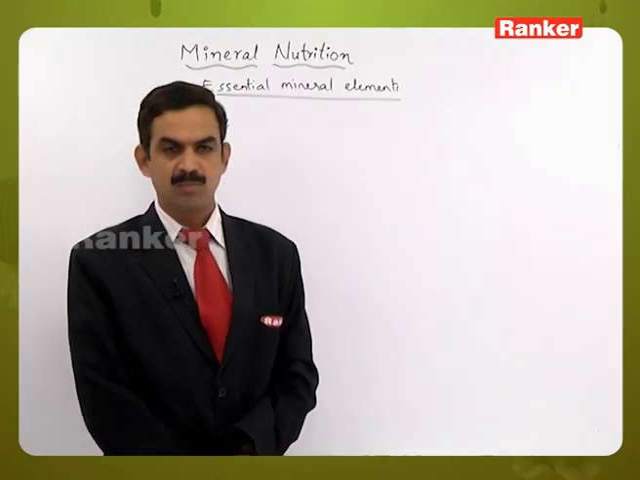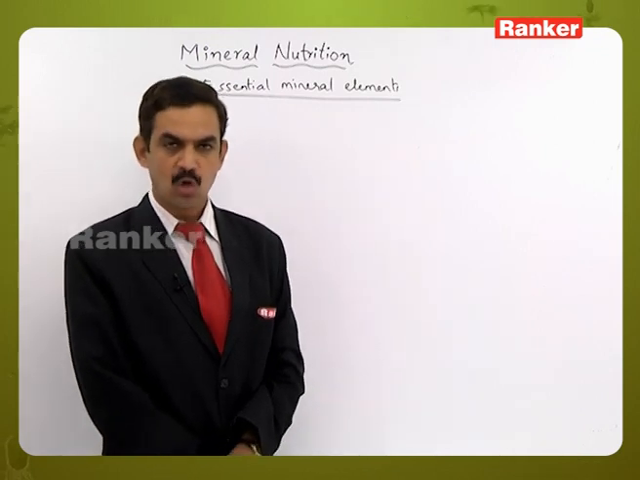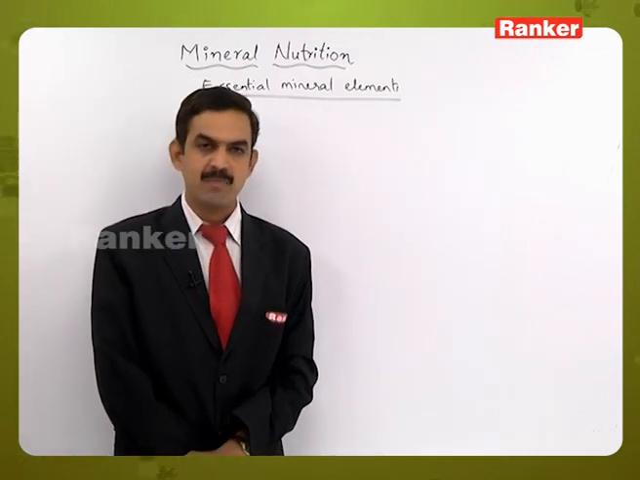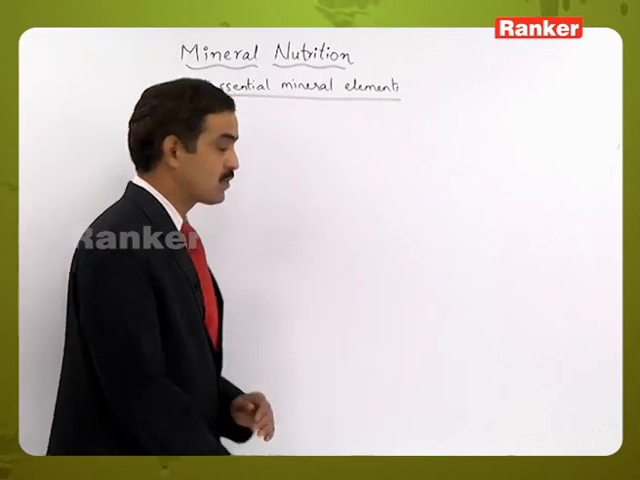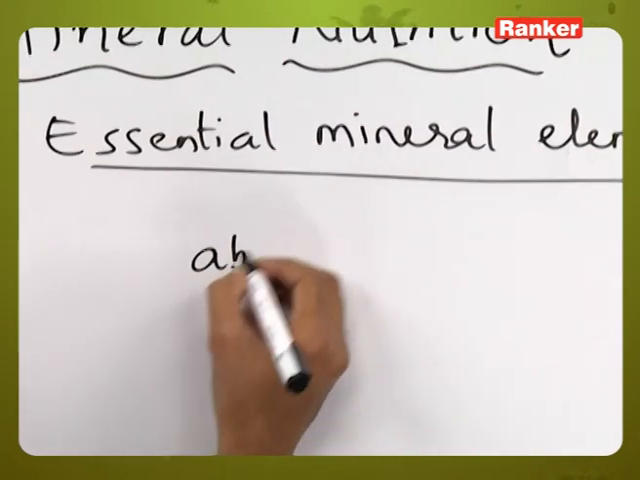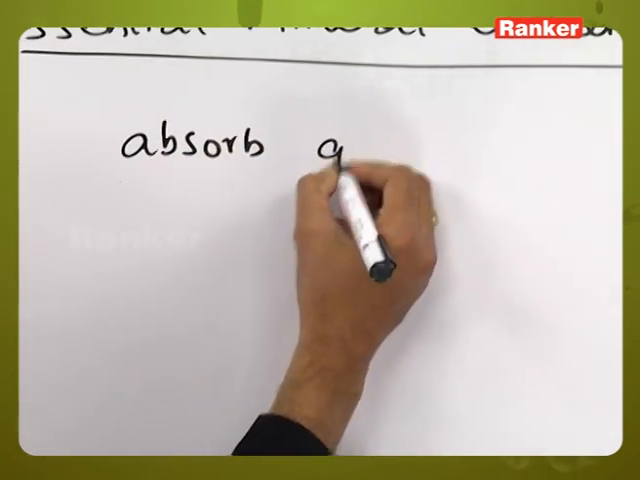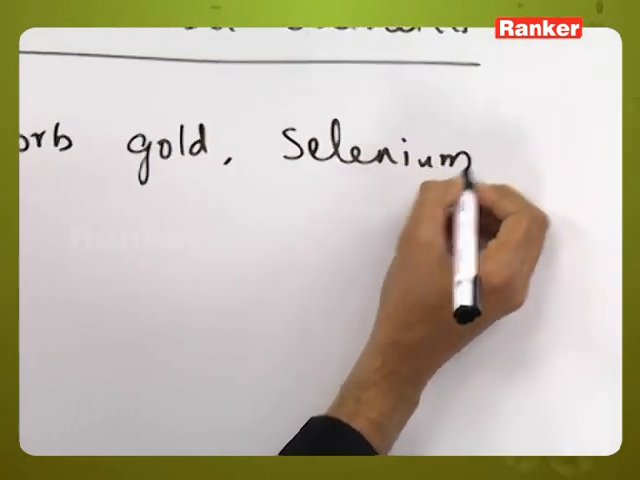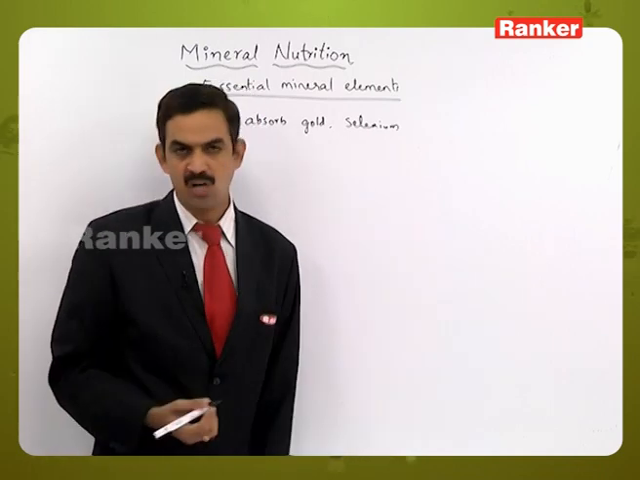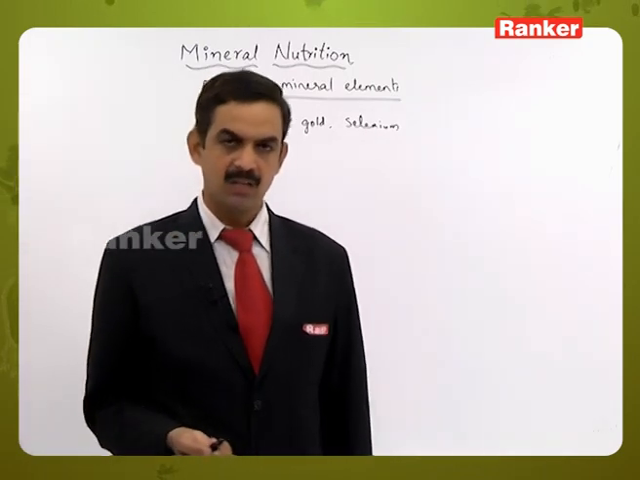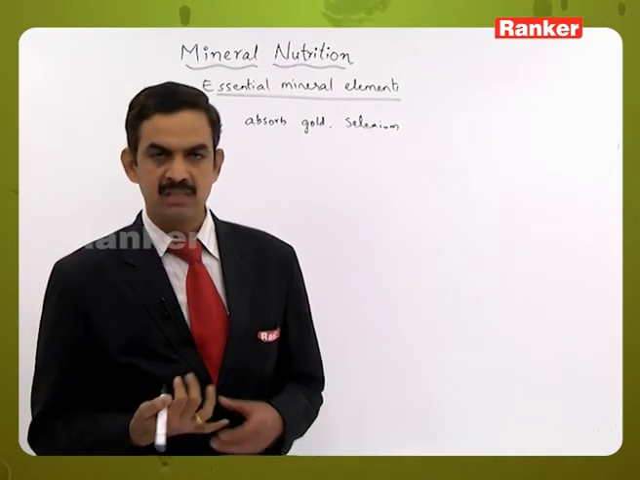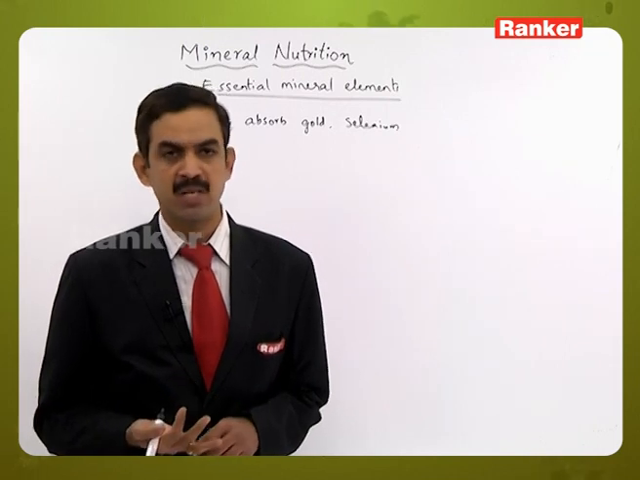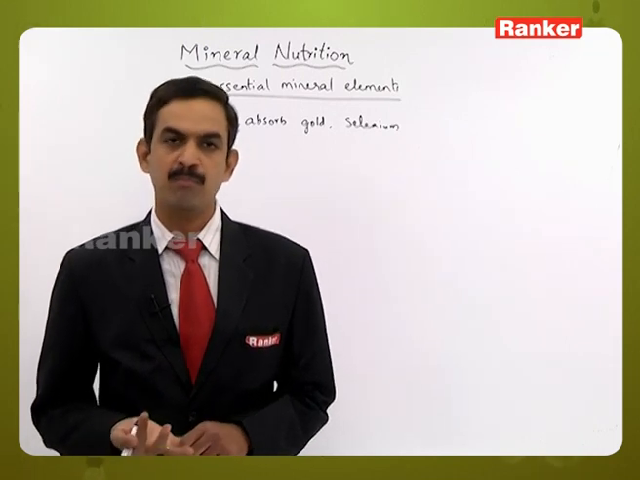As the plants are absorbing elements from the soil, which types of elements will the plant absorb? The plants may absorb gold, selenium-like elements. Sometimes they may be useful or may not be useful for the plant, and some may be essential, some may be non-essential, but some may be beneficial to the plant.